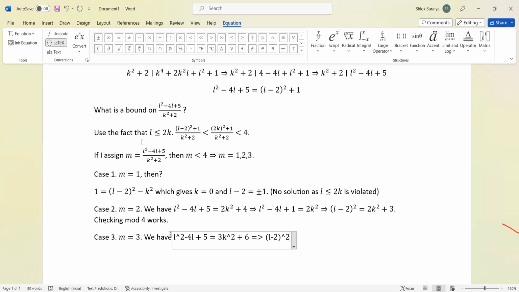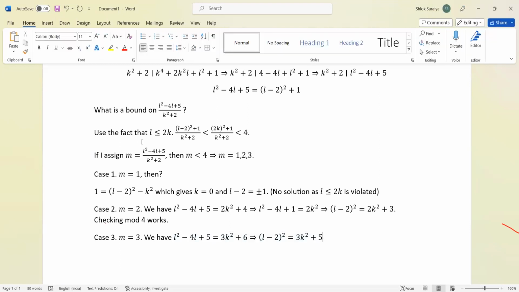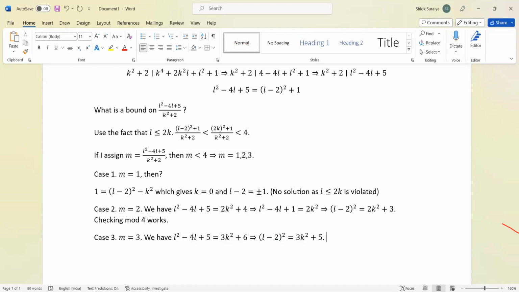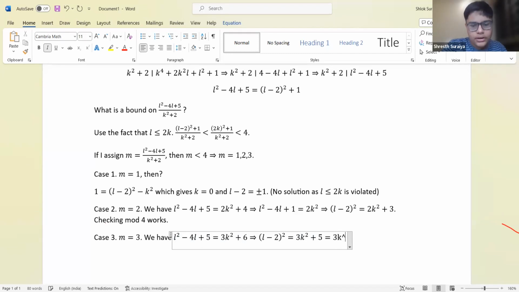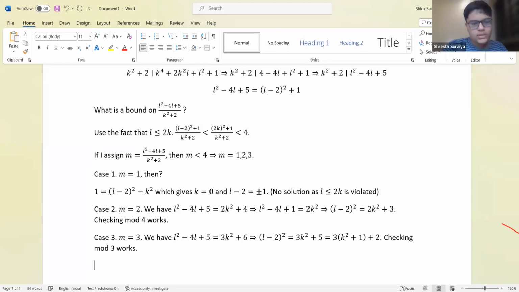So we again write it as L minus 2 whole square plus 1 is equal to 3k square plus 6. Then it becomes L minus 2 whole square is equal to 3k square plus 5, which we can combine a 3 and write as 3 into some constant plus 2. That is 2 mod 3, but we know that any square number can be 0 or 1 mod 3 only. So we can write this as 3 into k square plus 1 plus 2, right? And we can check mod 3 works.